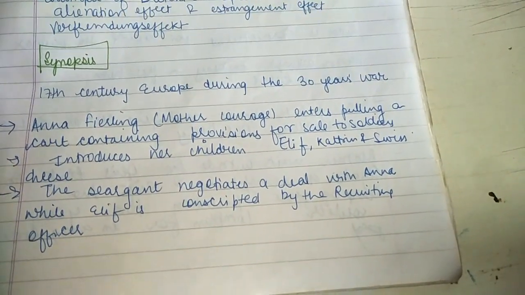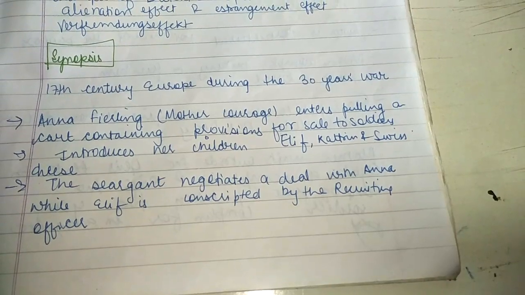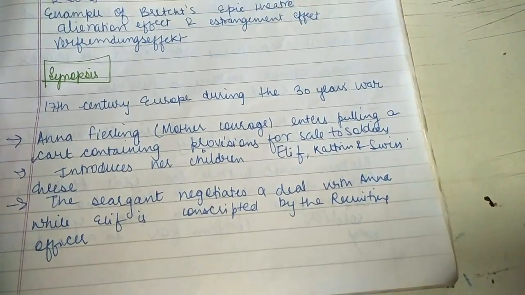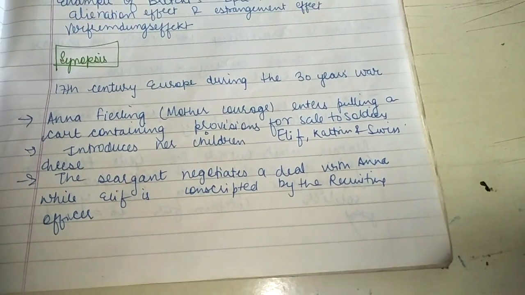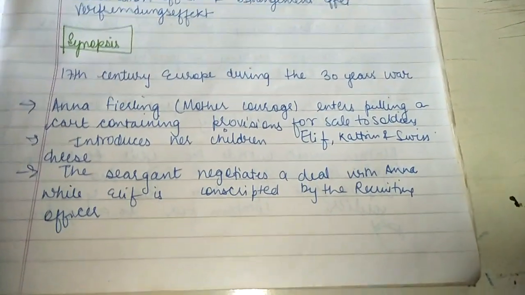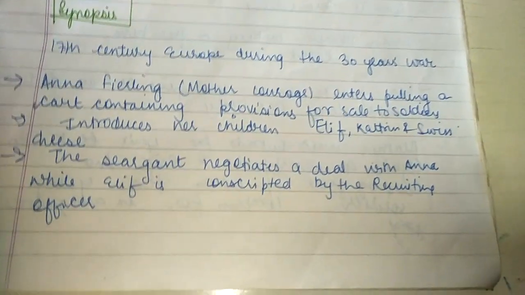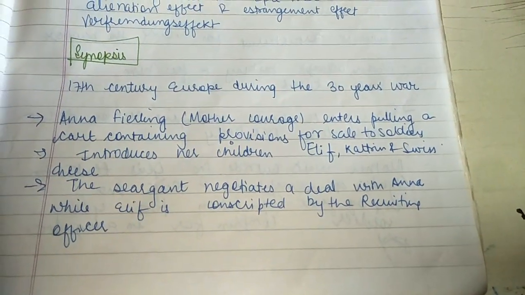environment. There are 3 children: Eilif, Catherine, and Swiss Cheese. Catherine is a girl, and she is a mute child of Anna Fierling. Eilif and Swiss Cheese are her sons, and Catherine is her only daughter.